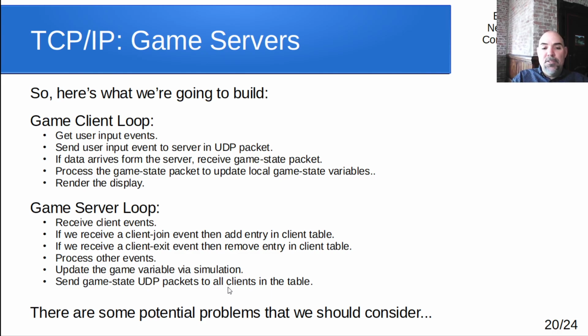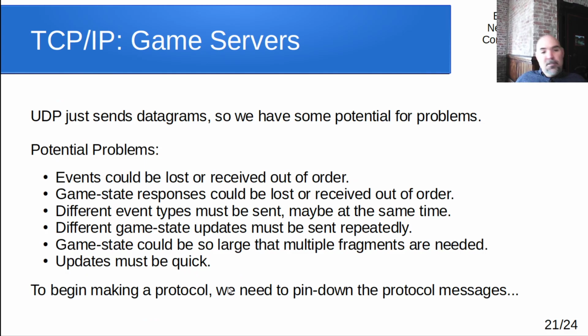Now, there are some problems we should consider when we go to set this up. First off, UDP is based on just datagrams, so we have some potential for things that could go wrong. And those potential problems are an event could get lost. So if somebody presses a key and we send a single key press event, that could potentially get lost, meaning that we might miss the fact they pressed that key. Or it could be the other way. It could be they release a key and that event gets lost. So they're pressing a key to run through the map and they let go of it. They might keep running through the map if that gets lost.